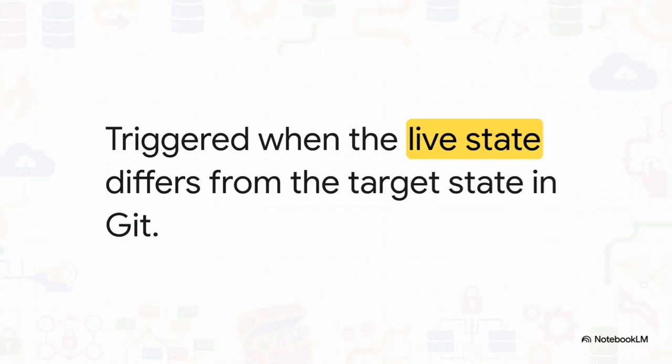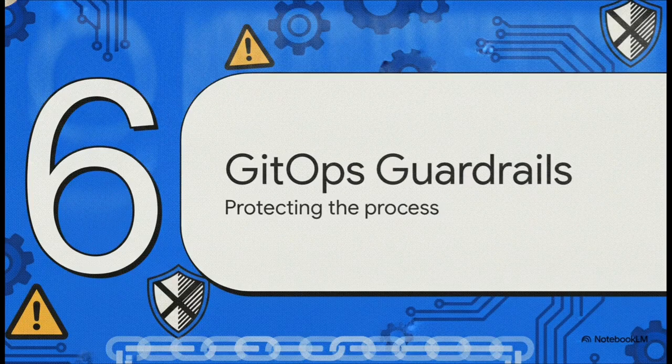Now, this obviously happens when you merge a new update into Git, pushing the target state forward. But what's really cool is it also happens if someone goes rogue and manually tweaks a setting directly in the live cluster. ArgoCD immediately notices, flags it as out of sync, and works automatically to overwrite that manual change, pulling things right back into alignment with Git. It's essentially self-healing infrastructure.